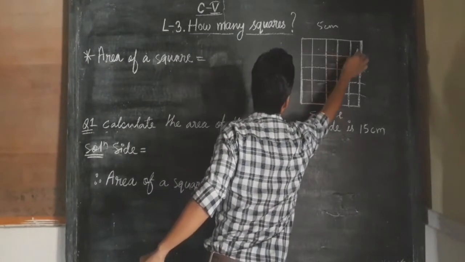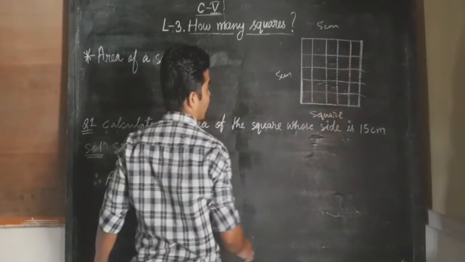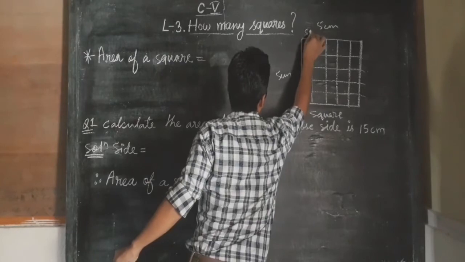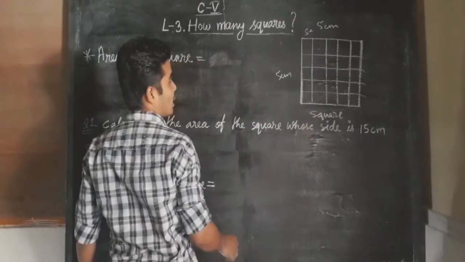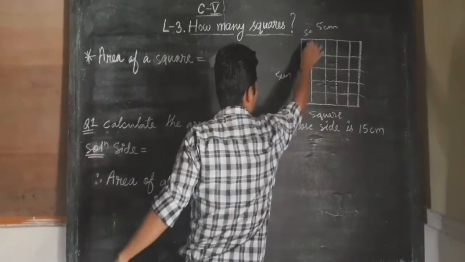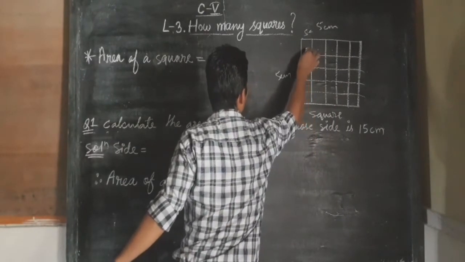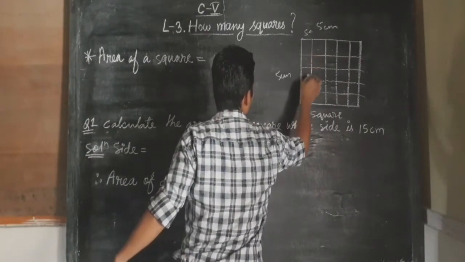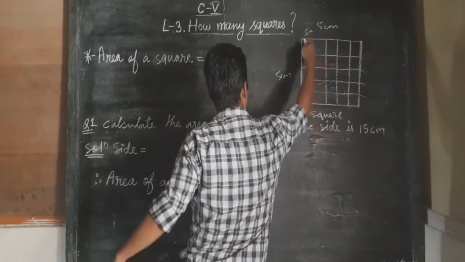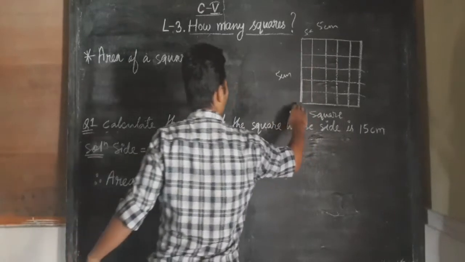1, 2, 3, 4, 5. It has 5 small squares, and we can say this is the side which is 5 centimeter, and it has 5 small squares. And from this side you can see here also how many small squares are there. 1, 2, 3, 4, 5. So it has 5 squares on every side.